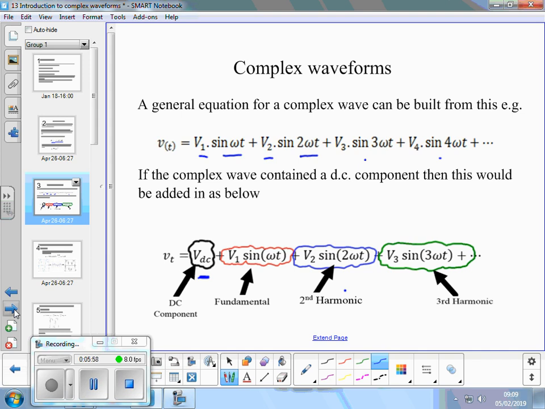So that can carry on for as long as necessary to resolve into any wave. Any repeating wave shape can be resolved into an infinite series.